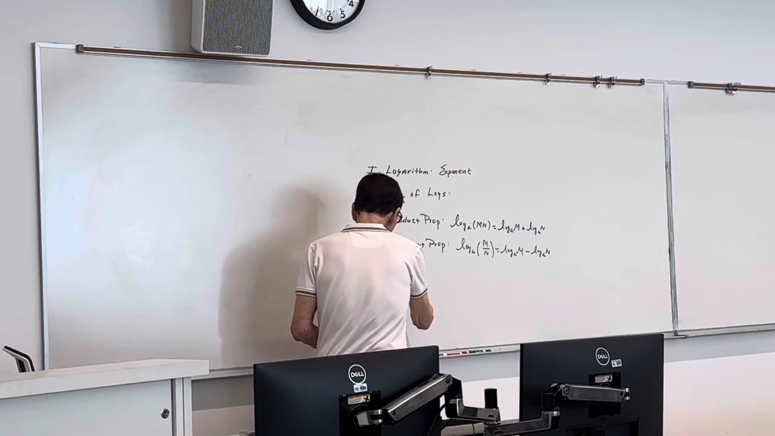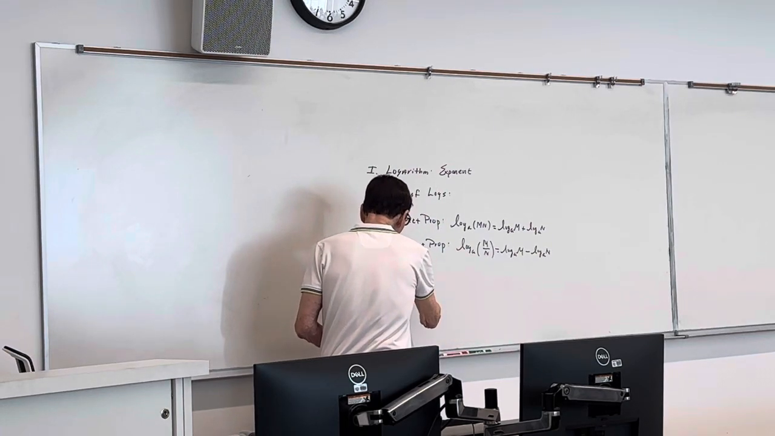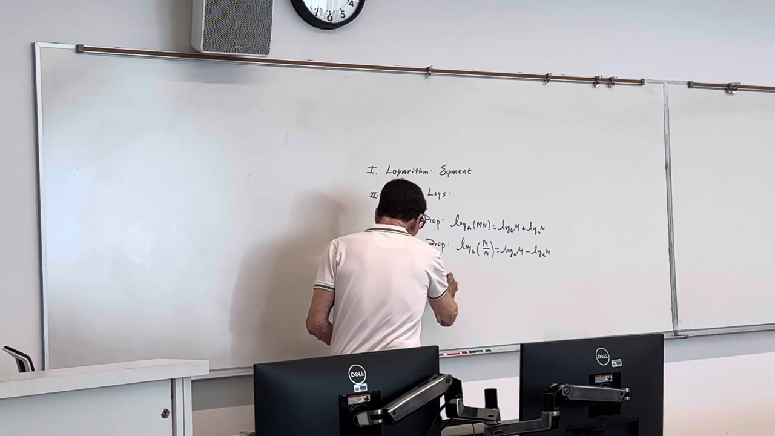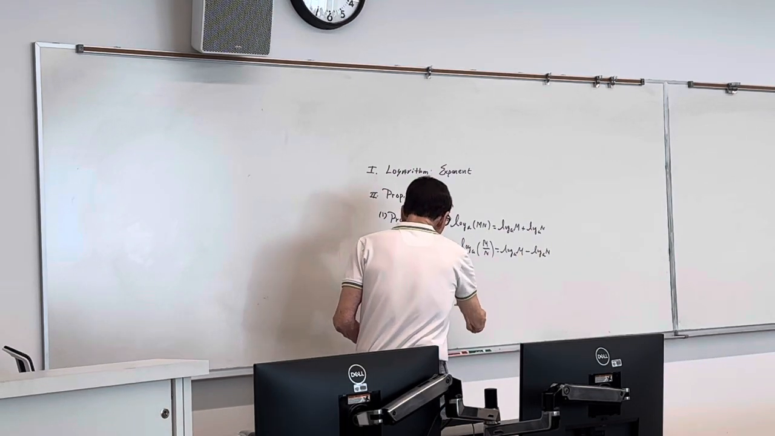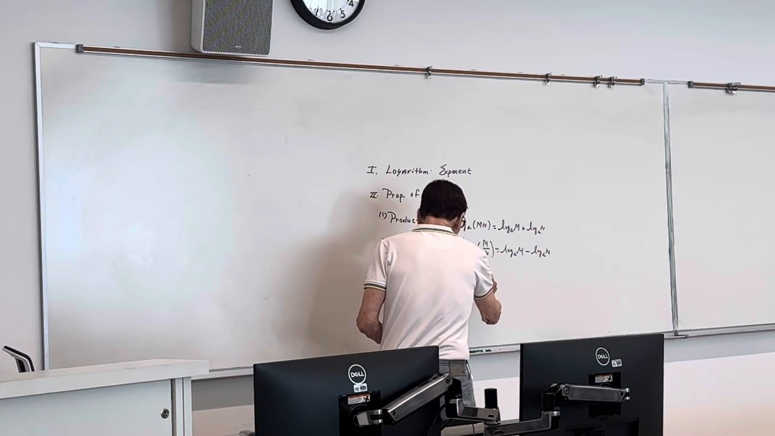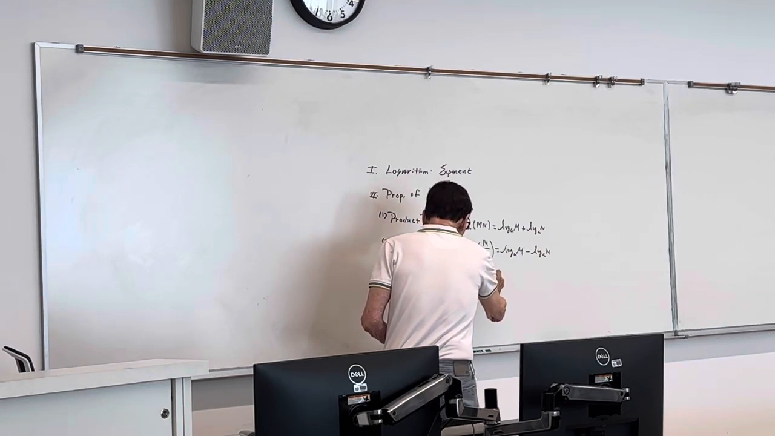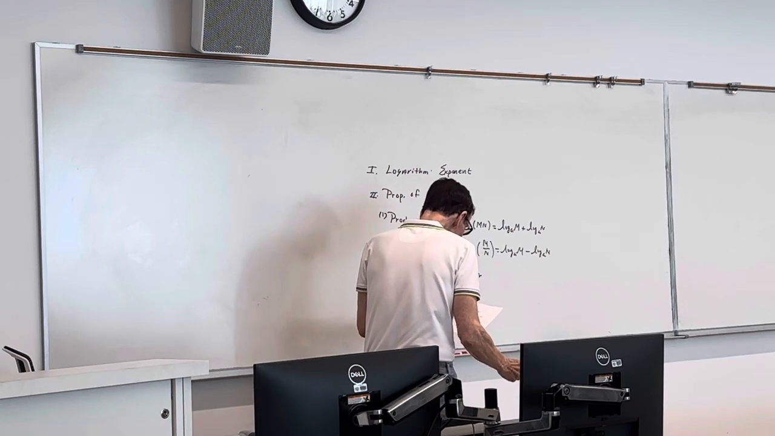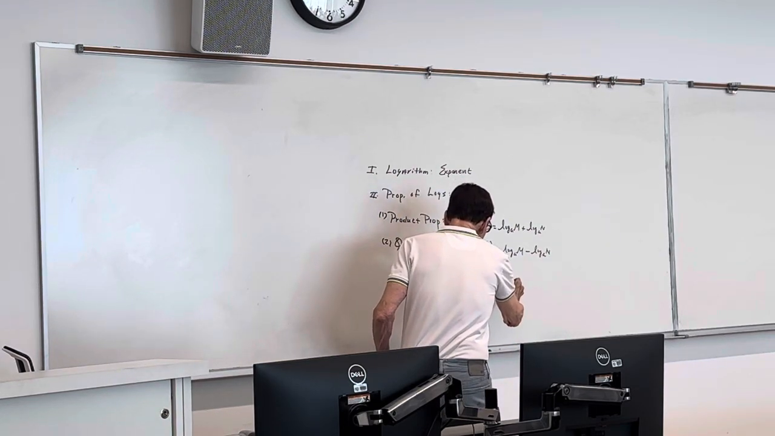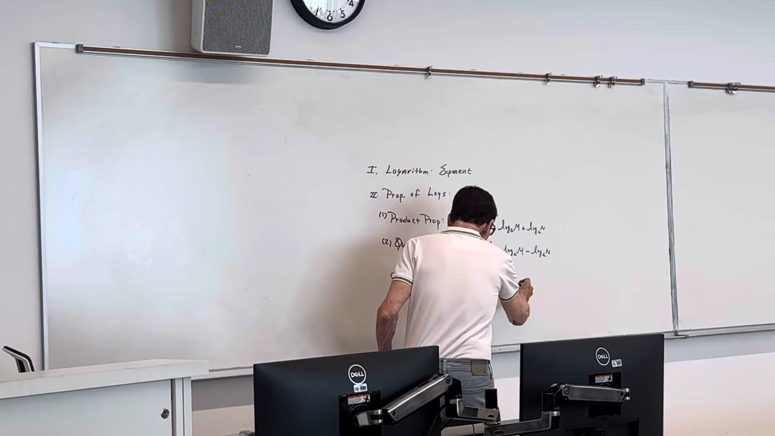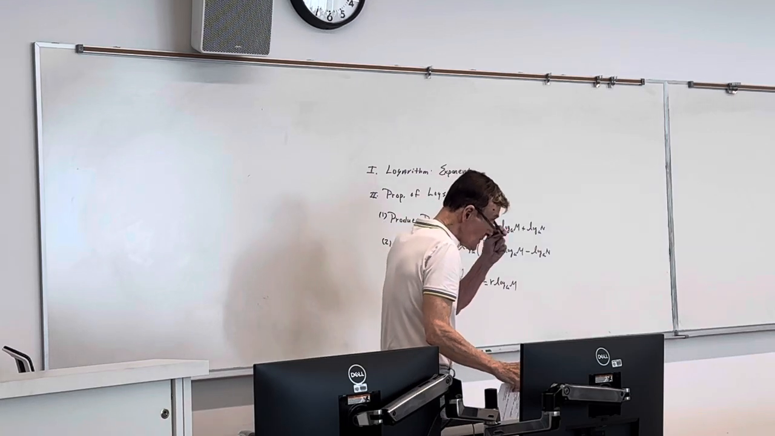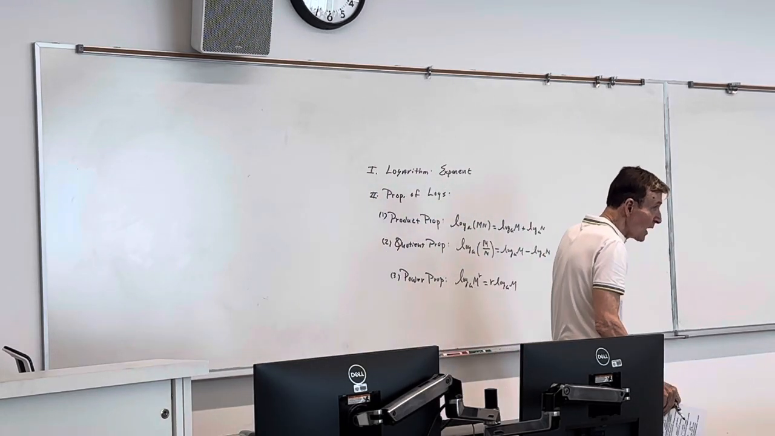And the last one that you're responsible for, power property. Your textbook chose to write it like this, log base A of m raised to an exponent of r. And all they did was rewrite it like this, with the r being lifted out front. Those are the only three properties of logs.